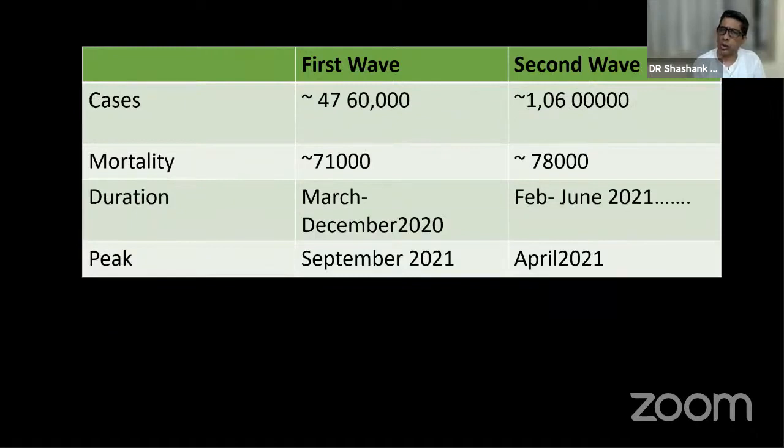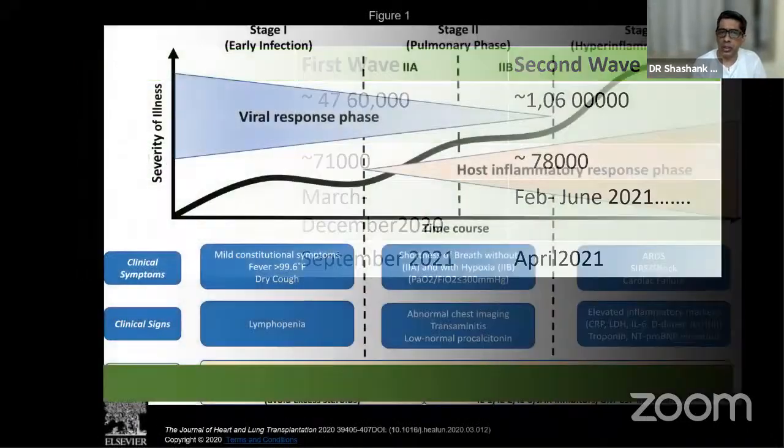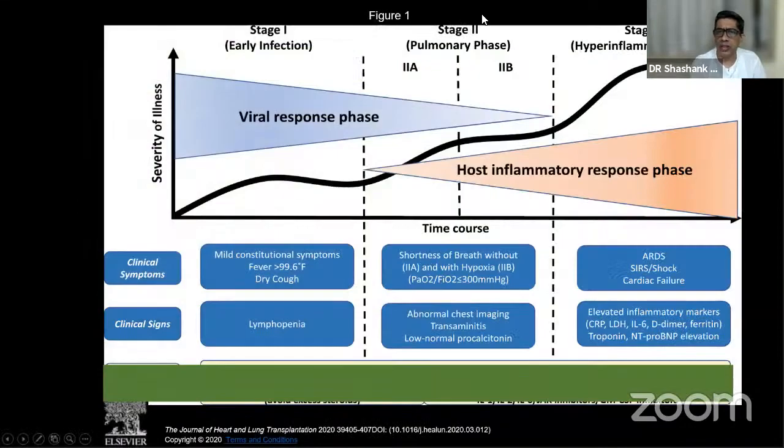The cases, of course, were almost multifold higher in the second wave. The actual numerical mortality was higher, and we know that the peak was abrupt. The first wave peak was September, the second wave peak was April. And we know all these viral phases and all. So I'll stop sharing my slides.